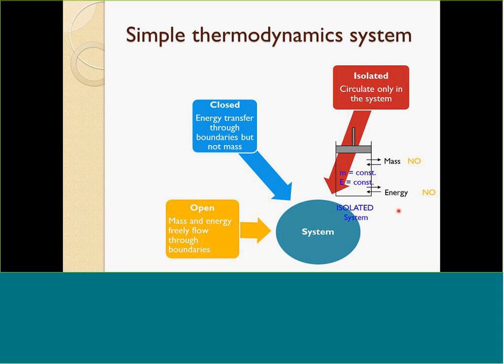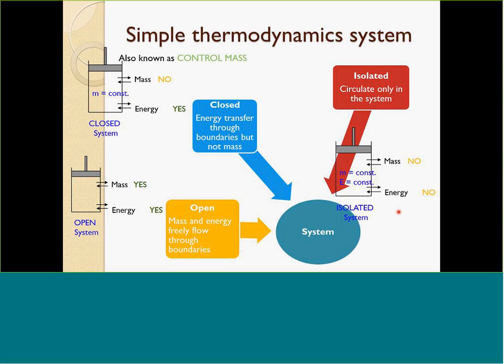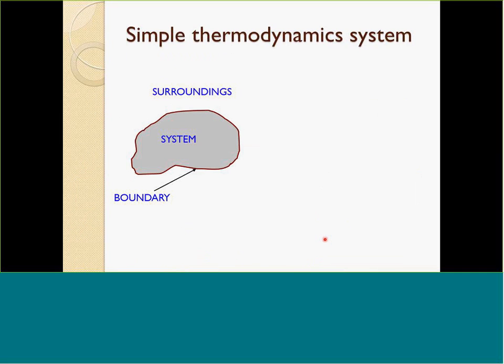Basically, this is what the figures look like for the systems. A closed system is also known as a control mass system. An open system is also known as a control volume, and for the boundaries, you're going to have a control surface.